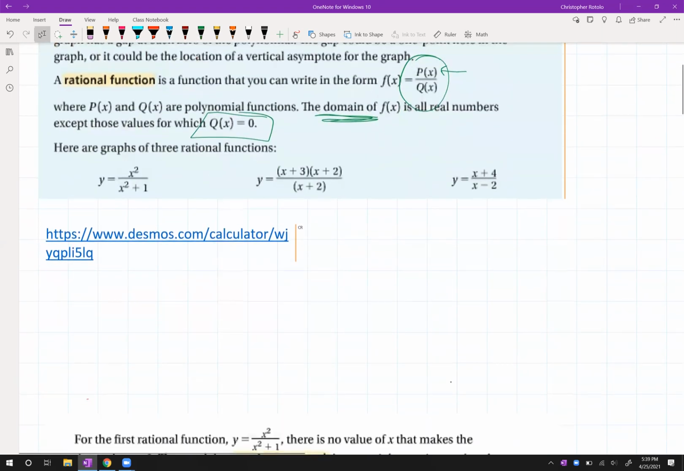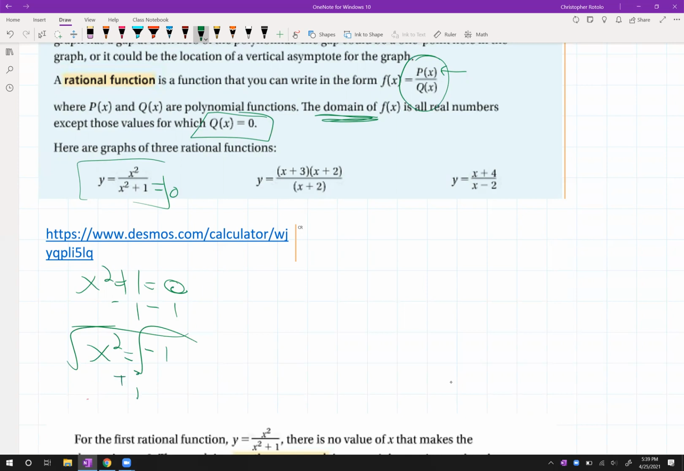So here are three different functions: the first one here, and then the second one, and the third one. The first thing I want you to do is solve the denominator for 0. If I have x squared plus 1 equals 0, we subtract the 1, x squared equals negative 1. We take the square root of that, and that's plus or minus i. Is that a real number restriction? No, it's not. So the first thing we'll say is that there's no break in this graph. It is called continuous.